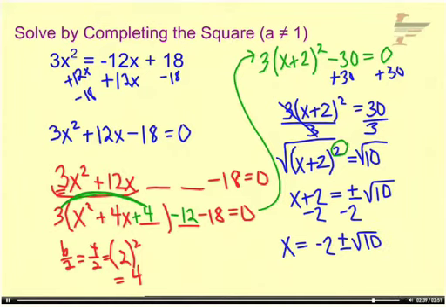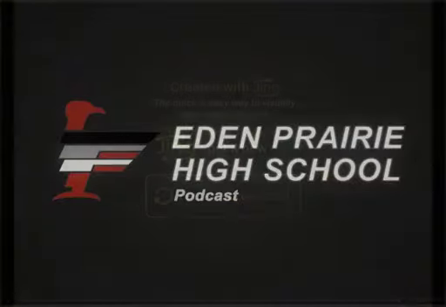So the final thing we want to think about is, will the square root of 10 reduce? Do any of our perfect square numbers fit into it? Since they don't, then we are done with this problem.